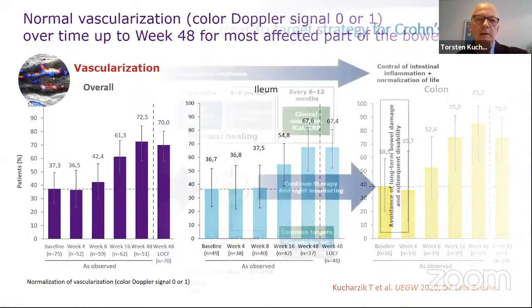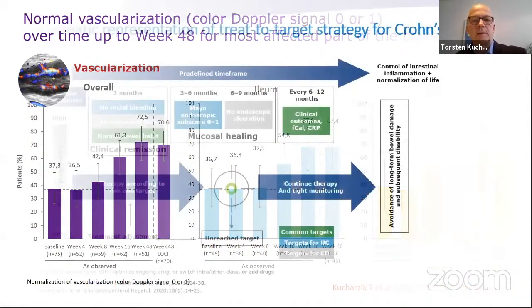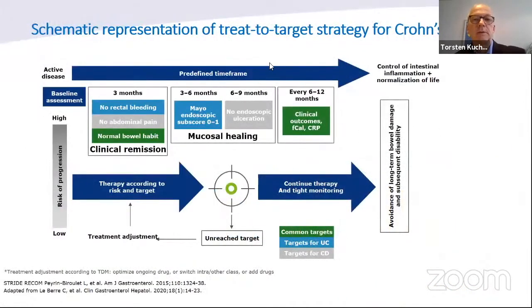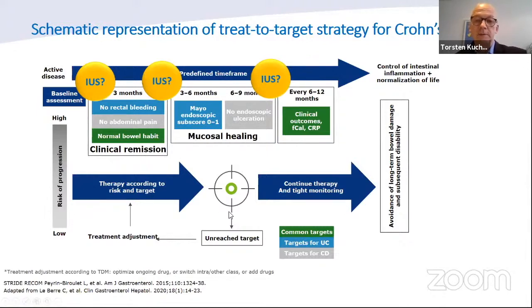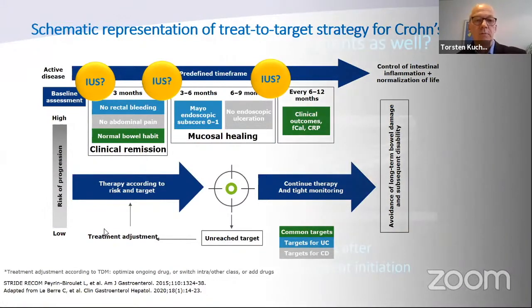So what we believe is that if we look at this, we discuss treat-to-target strategies in Crohn's disease a lot. And if we look at the predefined time frame, have a patient with active disease, baseline treatment, and look at 3 months intervals and define treatment targets such as mucosal healing, why shouldn't we use intestinal ultrasound in these patients as well? Look at objective parameters of bowel wall thickness, vascularization, and if the targets are not reached, we can go back and adjust the treatment accordingly. So it appears to work pretty well in Crohn's disease.